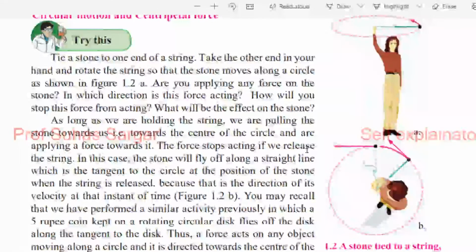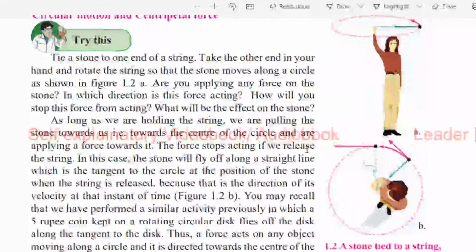As long as we are holding the string, we are pulling the stone towards us, that is, towards the center of the circle, and are applying a force towards it. The force stops acting if you release the string. In this case, the stone will fly off along a straight line, which is the tangent to the circle at the position of the stone when the string is released, because that is the direction of its velocity at that instant of time. See figure 1.2, diagram B.